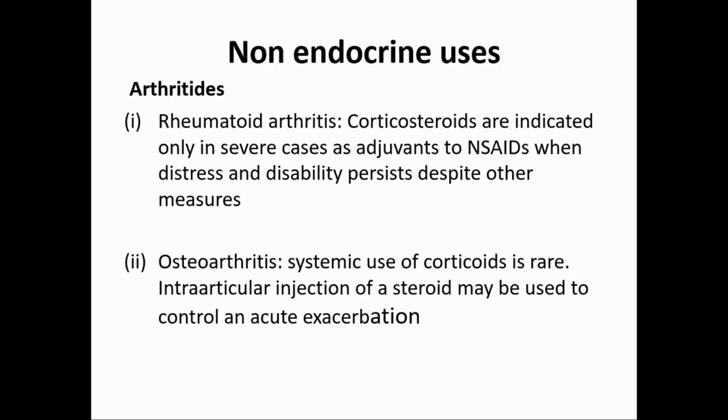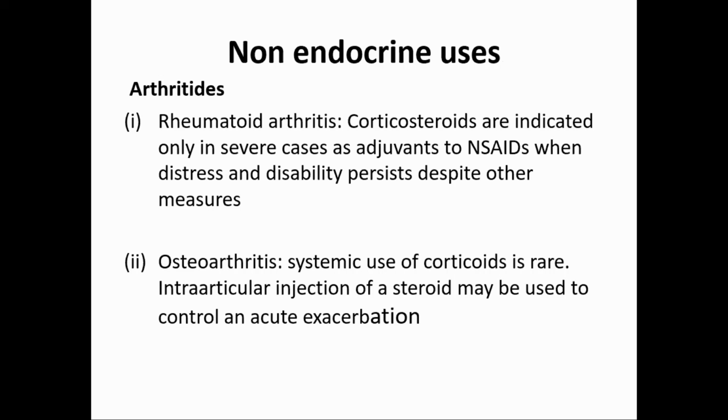You have read about different drugs used for the treatment of rheumatoid arthritis, like disease-modifying anti-rheumatoid drugs. Similarly, you have read about biological agents. Similarly, the pain is mainly suppressed by using drugs such as NSAIDs. So corticosteroids are indicated only in severe cases, as an adjuvant to NSAIDs, when distress and disability persist despite all the measures.